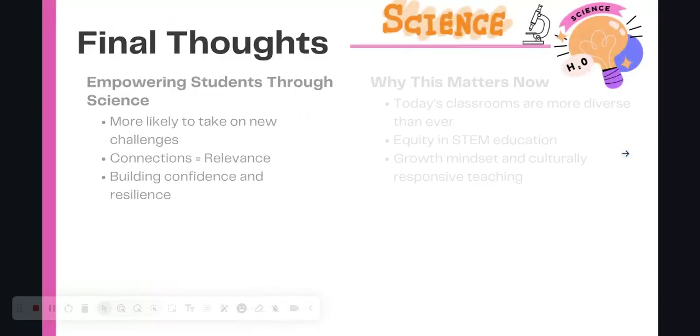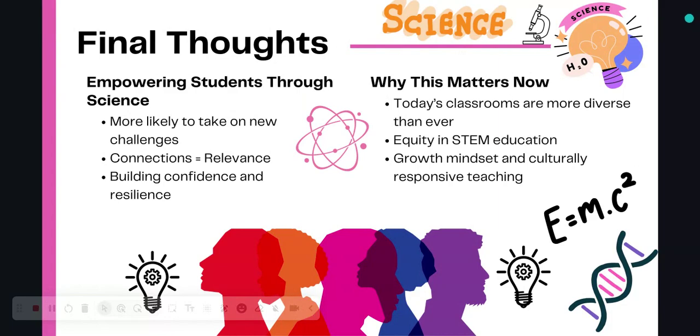Some final thoughts. Empowering students through science. When students see themselves as capable scientists, they are more likely to take risks, ask questions, and stay curious. Connecting science to students' lives and communities makes learning feel real and relevant. Encouragement, inclusion, and high expectations help students build confidence, resilience, and a love of learning that lasts beyond just the classroom.